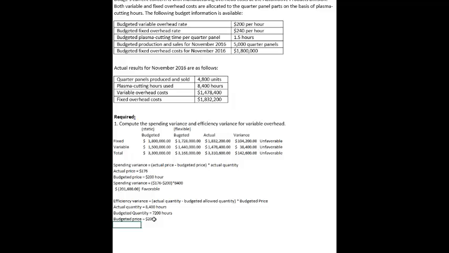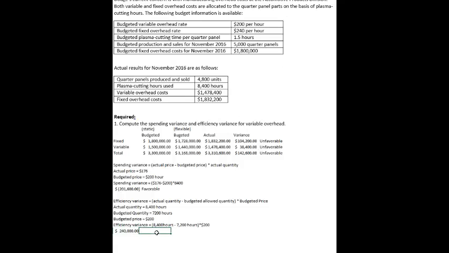All right, so the efficiency variance equals my actual quantity of 8,400 hours minus the 7,200 hours. Order of operations is important here. And you multiply that by the 200 bucks an hour. So it's 1,200 times 200. This is a dollar amount.